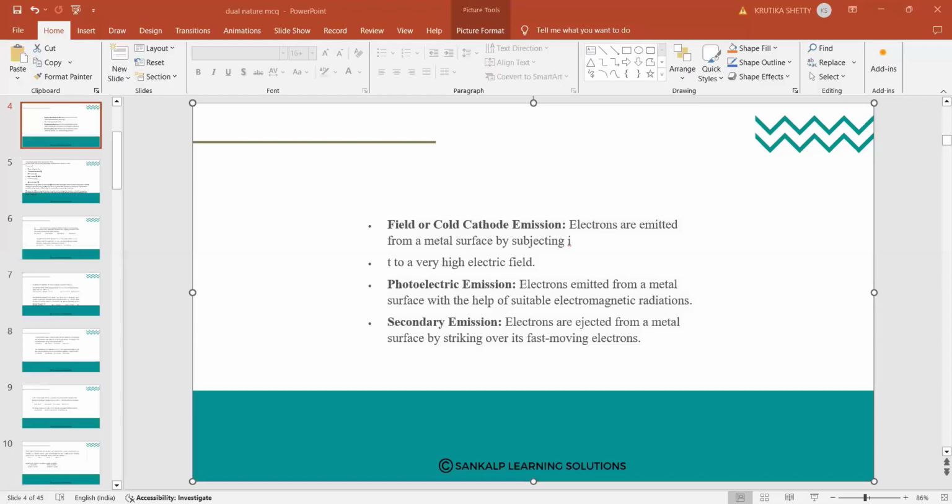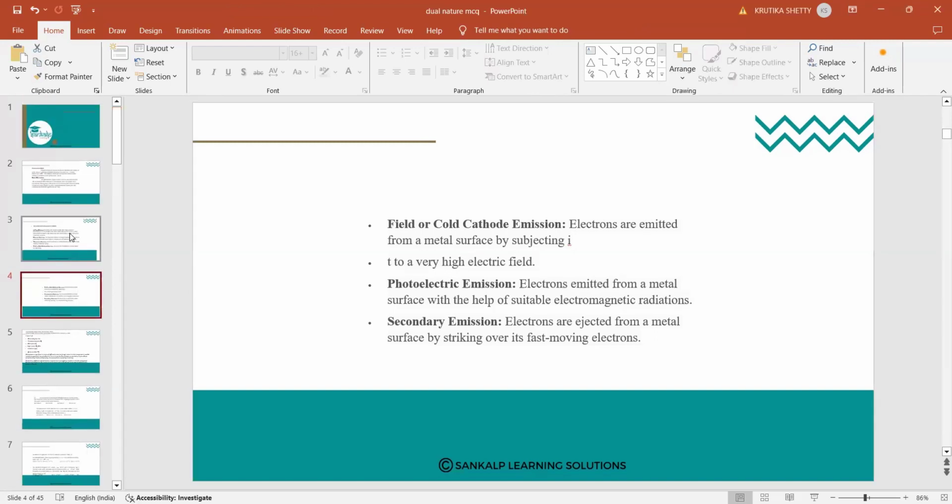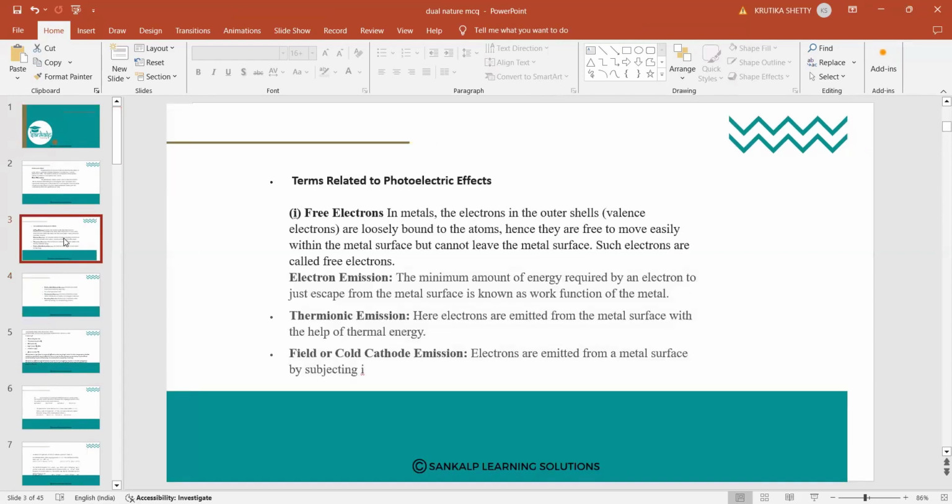So we have discussed the 4 types of emission: thermionic emission, photoelectric emission, secondary emission, and field emission. Whichever emission we name, that is responsible for the phenomenon. Thermionic: thermal heat energy. Photoelectric: light. Field emission: electric field. Secondary emission: due to the collision of fast moving electrons with the metal surface, electrons come out. Okay. So this is regarding the introduction of the chapter, students.